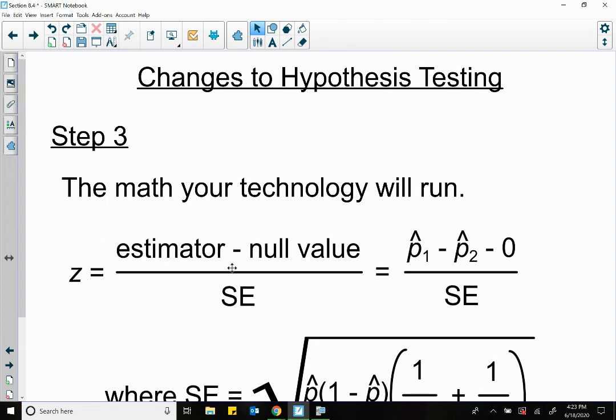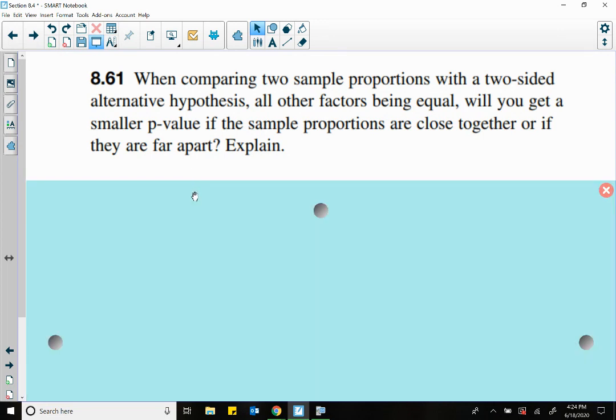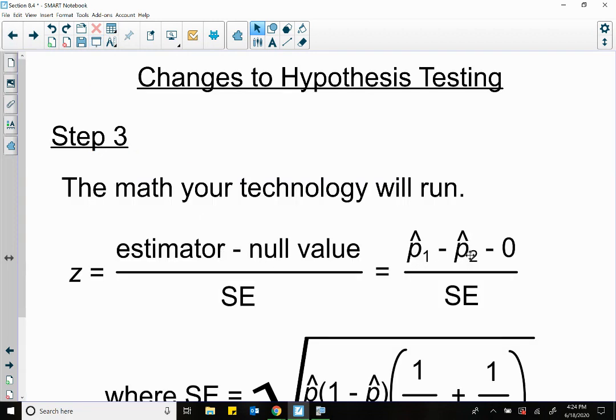So once you figure out, remember, the p-value doesn't change. We find it the same way because it's normally distributed. So they're asking, and remember what we talked about before, the larger the z value, the smaller the p-value. So we're going back to that concept. So they want to know, based off your P1 proportion, P2 proportion, will you get a large z value if they're closer together or if they're further apart? The proportions. So think about that for a moment. Is it better to have these closer together or further apart?